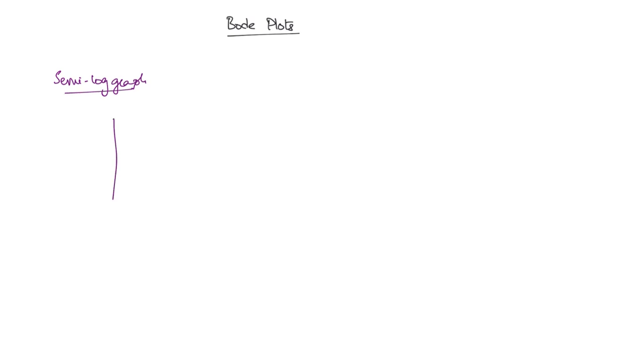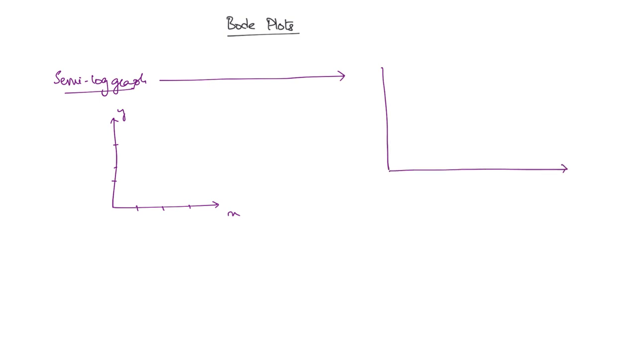Normally what happens in a normal graph, there is going to be x and y axis, right? And there are going to be divisions at equal intervals in both the x and y axis. Okay. Now what will happen in a semi-log graph? Here one axis will be in log scale, another axis is going to be a normal scale. That is why it is called semi-log. It is not completely logarithmic.